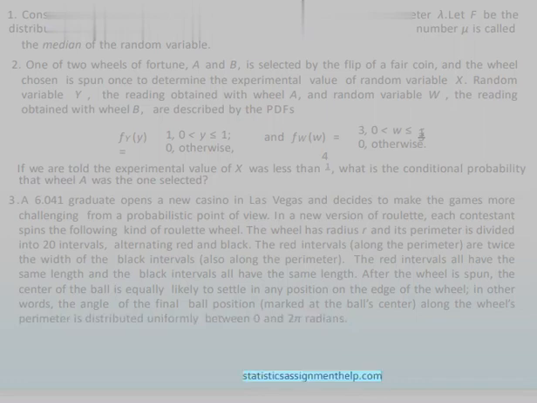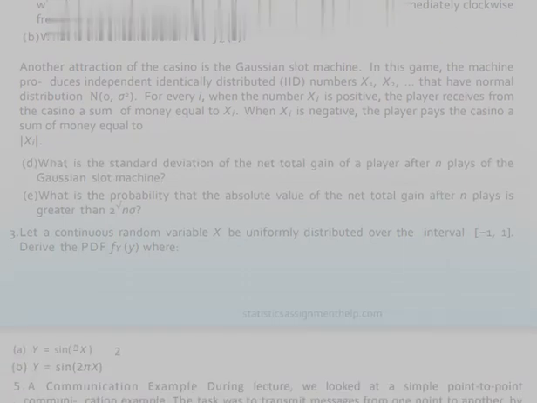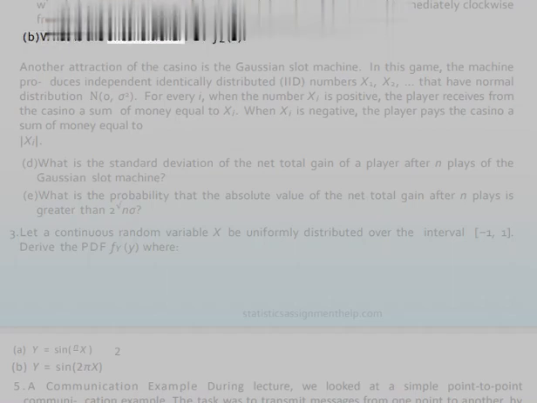A. Find the conditional PDF f_Z given B, where Z is the distance, along the perimeter of the roulette wheel, between the center of the ball and the edge of the interval immediately clockwise from the center of the ball. B. What is the unconditional PDF f_Z(z)?